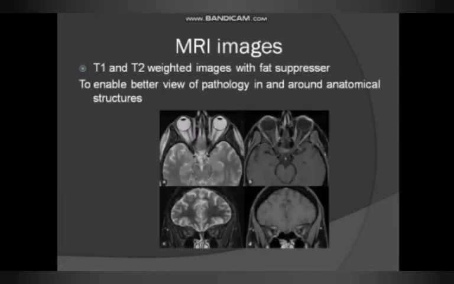We use T1 and T2 weighted images, but with a fat suppressor, to suppress the bright signals from fat and make them dark, to enable a better view of pathology in and around anatomical structures, particularly edema and also adrenal tumors or bone marrow pathology. As in this picture, the two pictures on the left and the two pictures on the right demonstrate the MRI image T1 and T2 after using a fat suppressor.